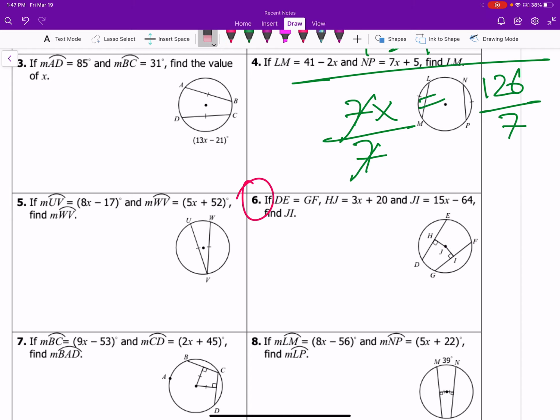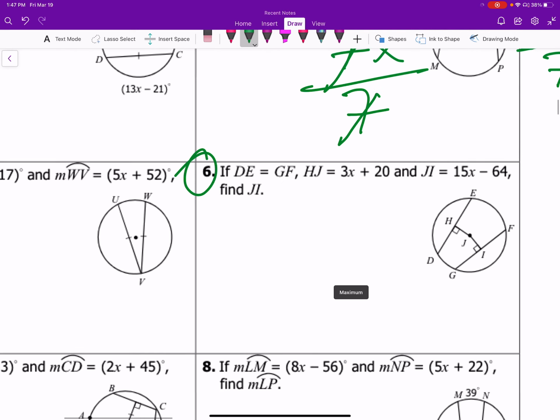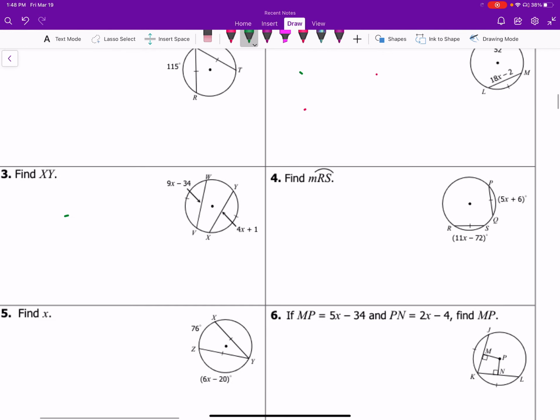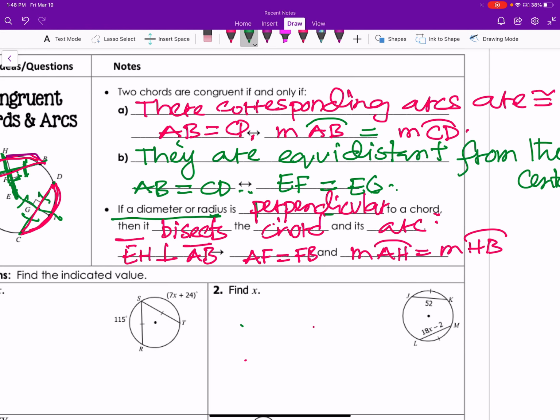Then, if I go for number 6, what is there? DE equals GF. So DE is a chord equal to GF. So these two chords are equal, so their arcs have to be equal. HJ is the distance from the center, and JI as well. If and only if they are equidistant from the center, the chords will be equal. Now the chords are equal, so they will be equal. That means HJ has to be equal to JI. Remember that formula. This one: a perpendicular bisects the chords or arcs.